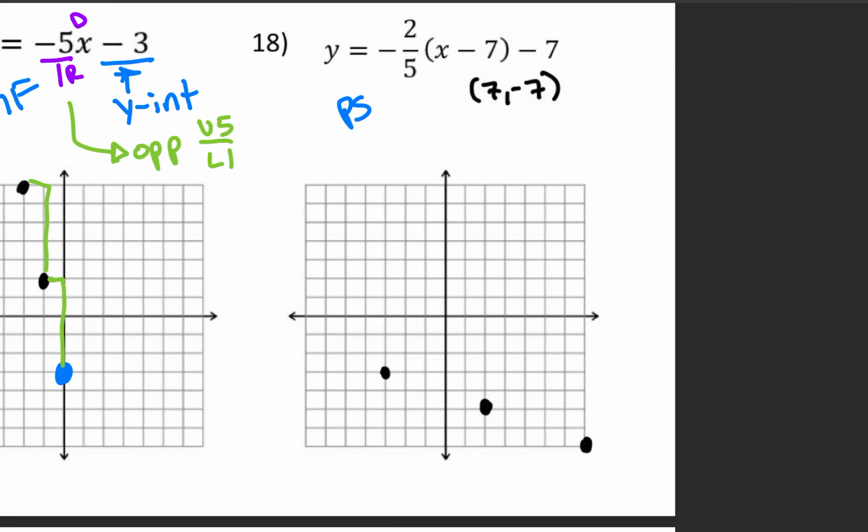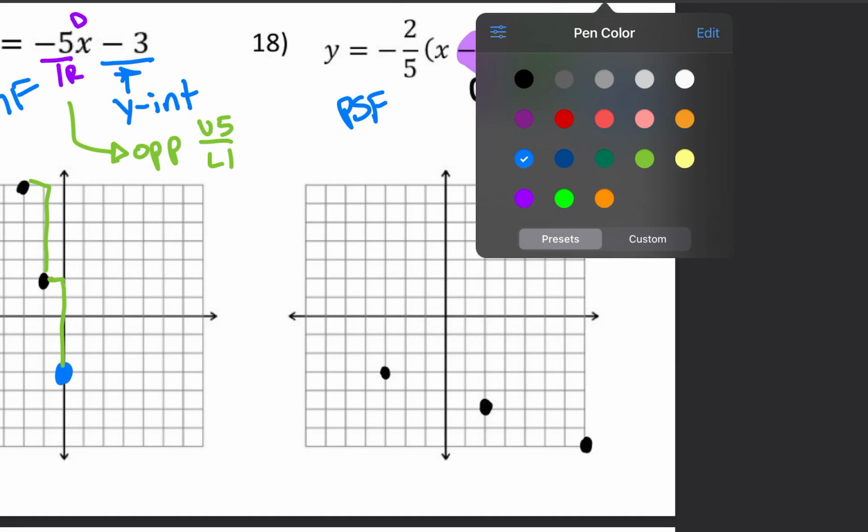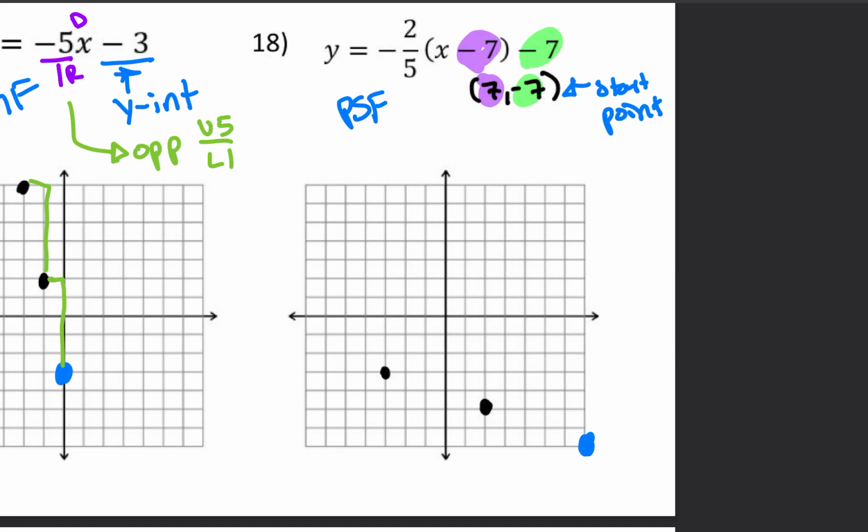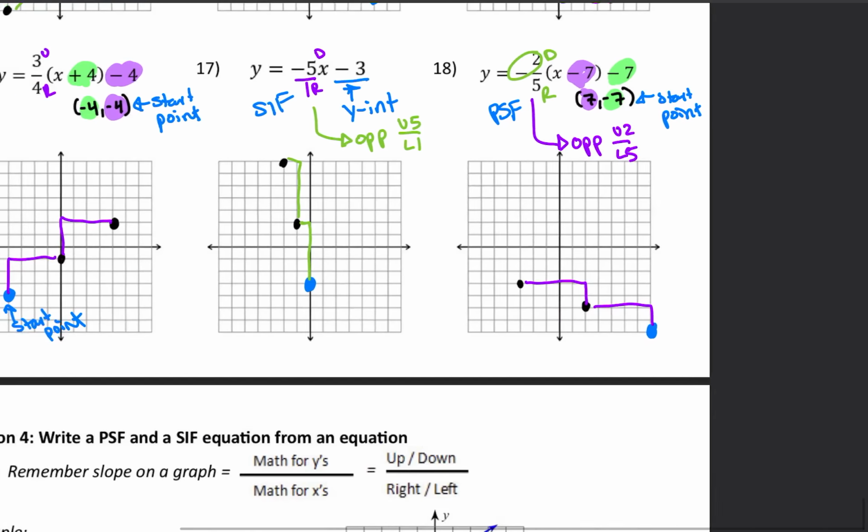This last one is point slope form. So this point here that I wrote out, this is our start point. And remember, it does the opposite of the inside, but the same as that outside number, right? Because that x is a liar. And that start point, 7, negative 7, is right here on my graph. Go right 7, down 7. And then our slope movement is down 5, right 5, but we can't do that from that blue point, so we do the opposite movement, which is up 5, left 5. And this is how I get to those black dots there.